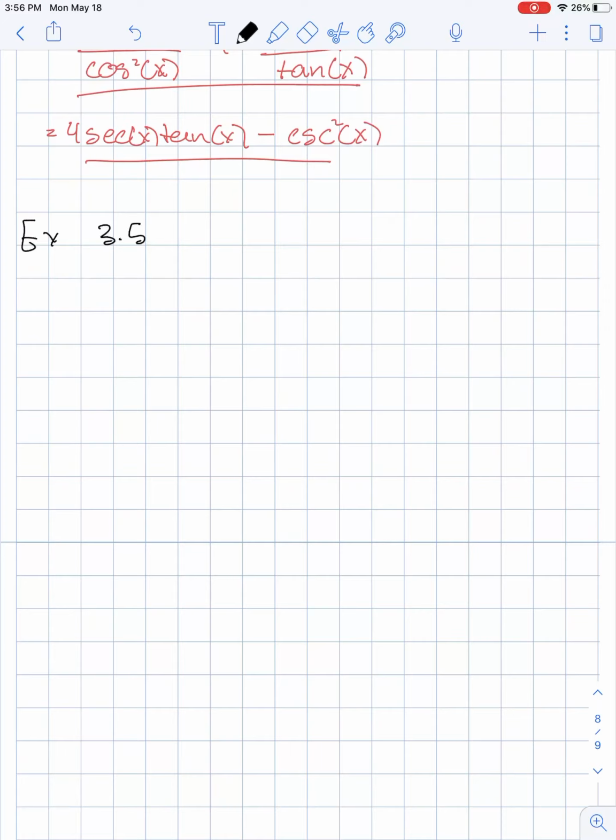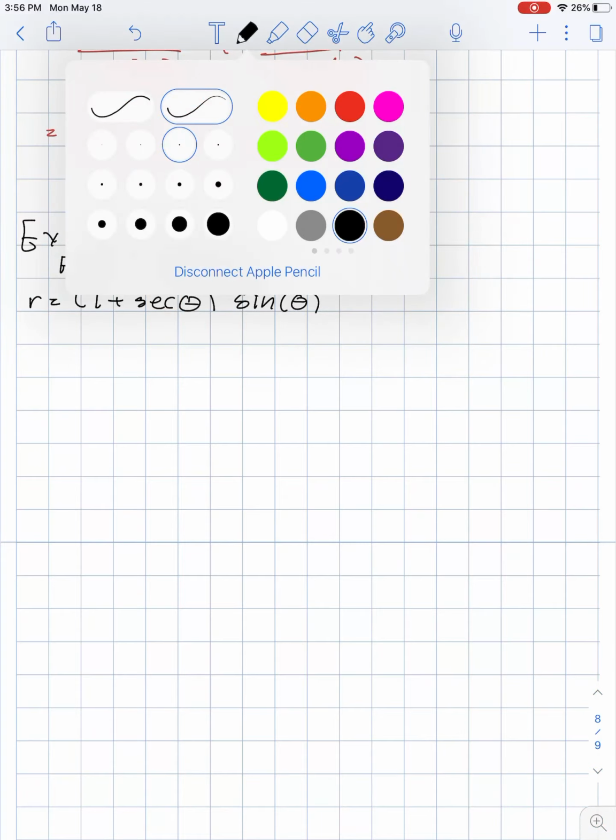Alrighty, so let's do one more example. This is 3.5.26, one of my favorite problems. So now we're asked to find dr d theta, which is probably why I was using thetas last time. So r equals 1 plus secant theta times sine of theta. So I have a function times another function, product rule.